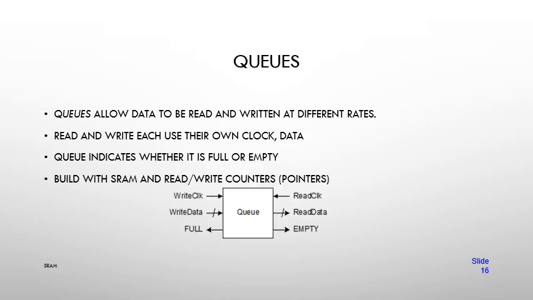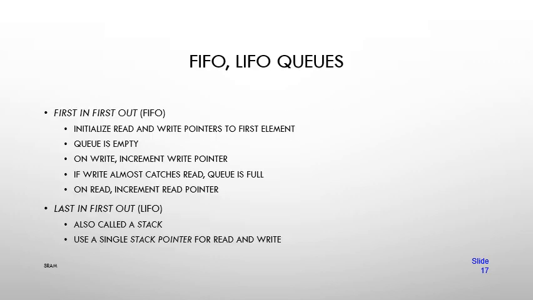After that, queues. Queues allow data to be read and written at different rates. Read and write each use their own clock. Queues indicate whether they are full or empty. Built with SRAM and read and write counter pointers. This is the queue symbol diagram. Then FIFO and LIFO queues.